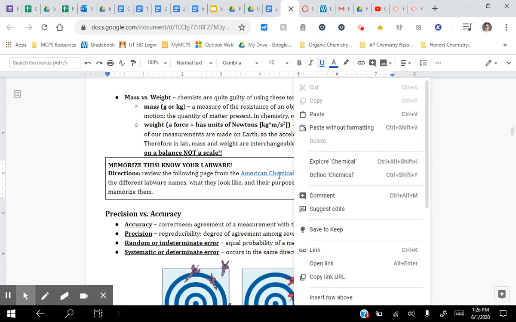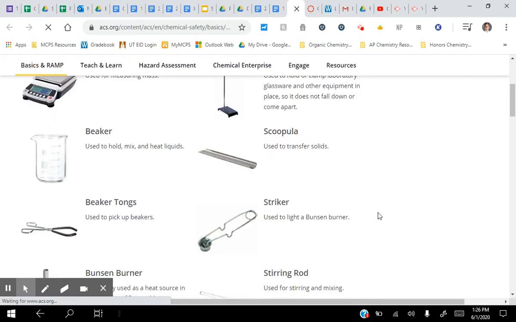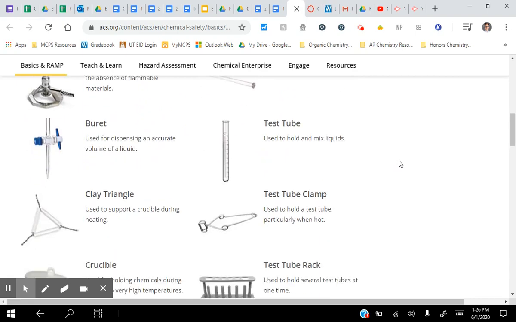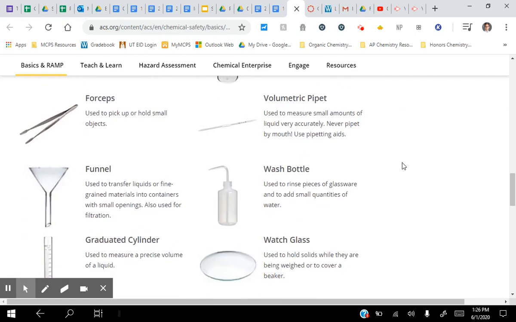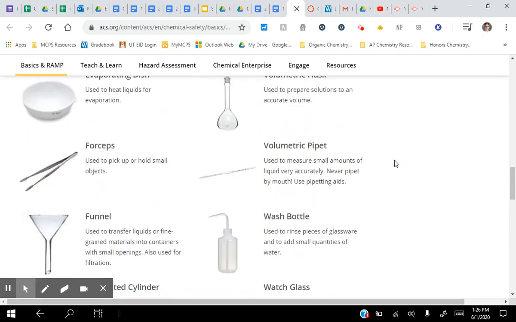If you access the link here, you do need to know your labware for AP Chem. This is a great website. Here's our balance, ring stands, scoopulas. Yes, scoopula is a thing. I believe in honors chemistry and regular chemistry, people always laugh when I say scoopula. I'm like, it's a real thing. What? But we've got our tongs, strikers, all this good stuff. You should know what each of these things are, what they're used for, what they look like, because we're going to use just about everything on this list.